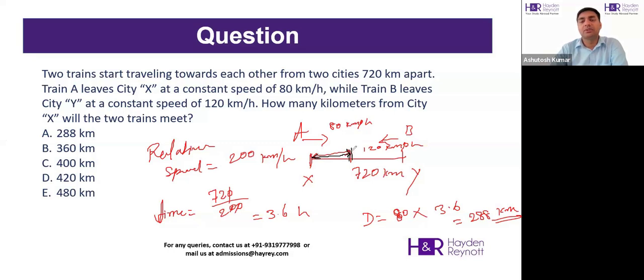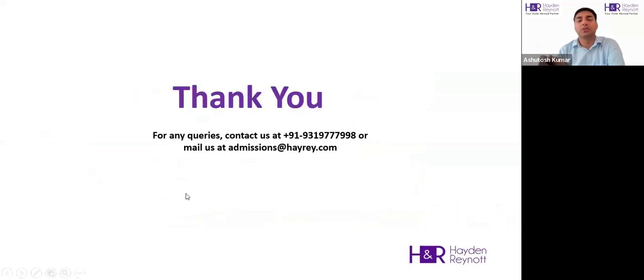So you can see that we have used the relative speed here, which is the sum of both speeds when the two objects are moving towards each other. This is exactly how we find the relative speed of two objects moving in the same direction or in the opposite direction. And you can see how we have used this information in one of the examples.